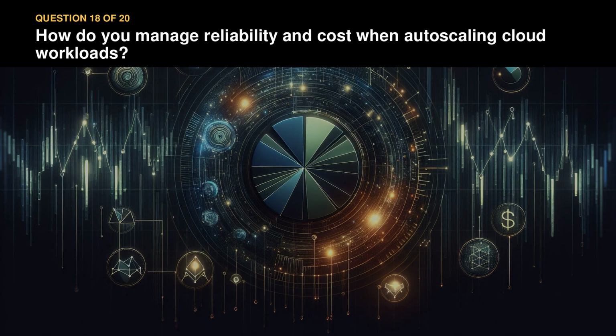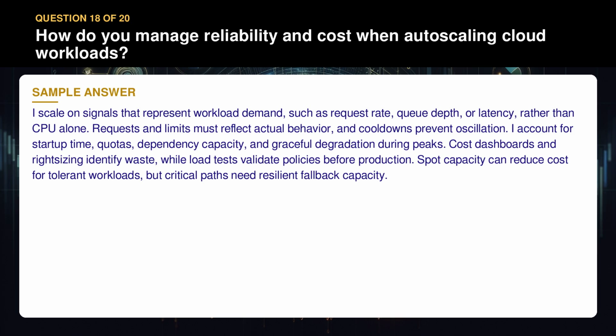Question 18. How do you manage reliability and cost when autoscaling cloud workloads? I scale on signals that represent workload demand, such as request rate, queue depth, or latency, rather than CPU alone. Requests and limits must reflect actual behavior, and cooldowns prevent oscillation. I account for startup time, quotas, dependency capacity, and graceful degradation during peaks. Cost dashboards and right-sizing identify waste, while load tests validate policies before production.